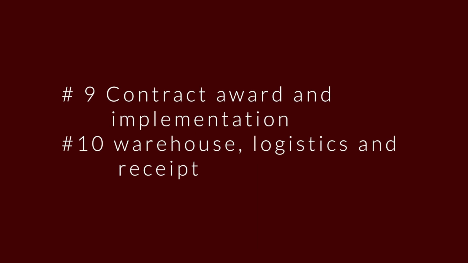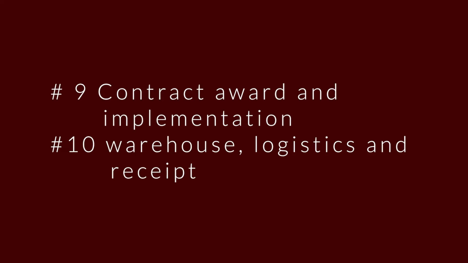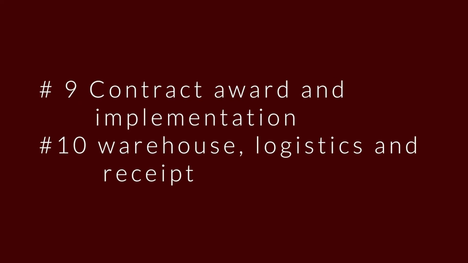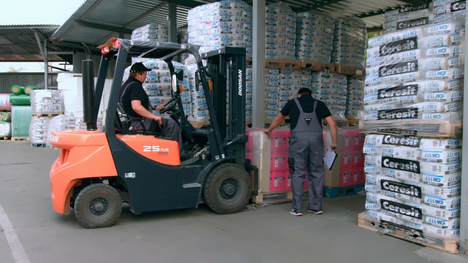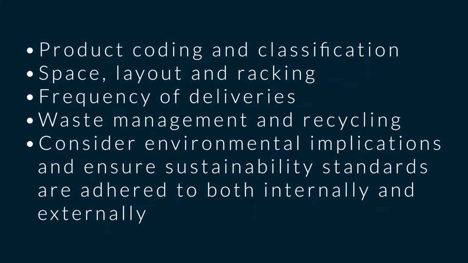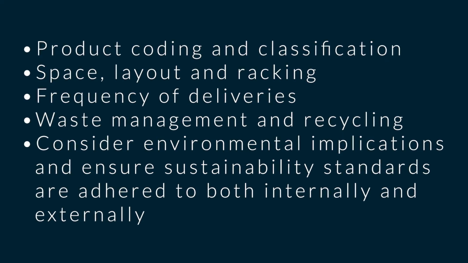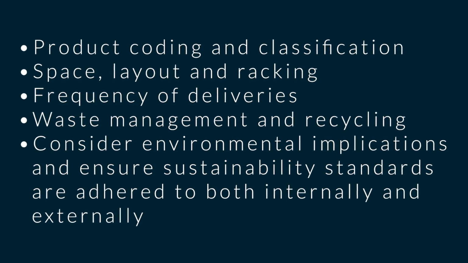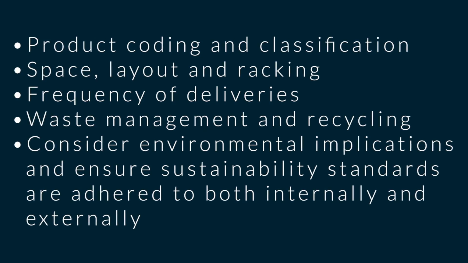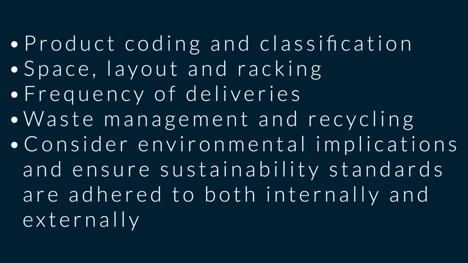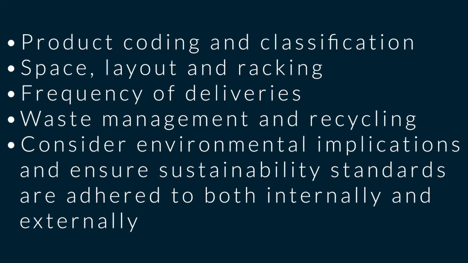What is the second part? We need to award the contract. So in this case, contract award and implementation. Warehouse logistics and receipt. Now look, the warehouse operations need to be considered to ensure a smooth, efficient process. So this can include product coding and classification, space layout and racking, frequency of deliveries, waste management and recycling. Consider environmental implications and ensure sustainability standards are adhered to both internally and externally.